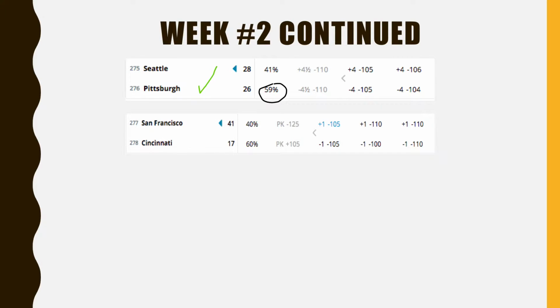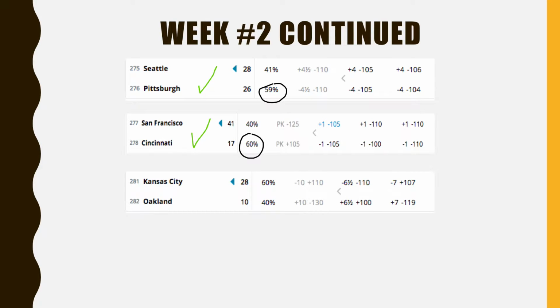Next game, San Francisco, Cincinnati, 60% on Cincinnati. That means we play San Francisco. They won that one very convincingly. Next game, Kansas City, Oakland. Opened up at -10, went all the way down to -6.5. Kansas City, 60% of the money, so we play Oakland. That would have been a loss.